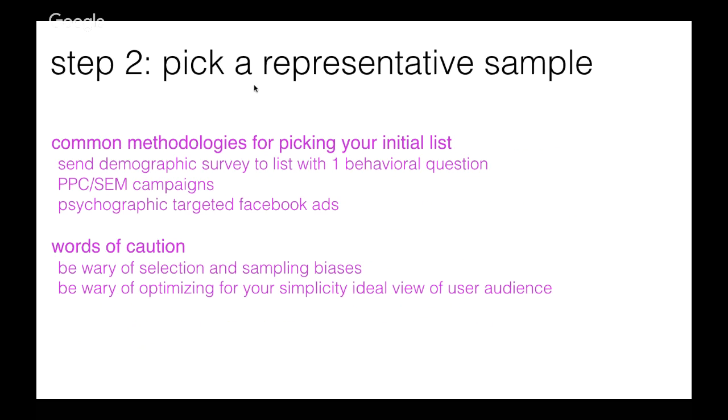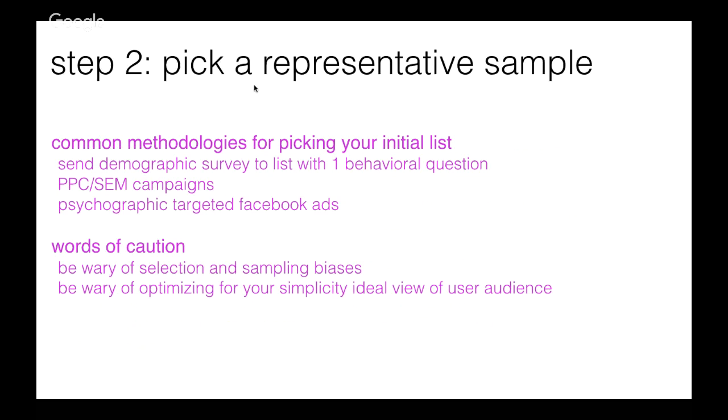So we use the user cohorts to define types of users. So we're not selecting users based on our personal biases. We're doing it based on the cohorts we set up. We're also trying to send that survey out to as wide a group of people as possible to avoid sampling bias.